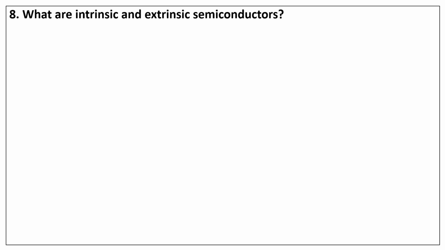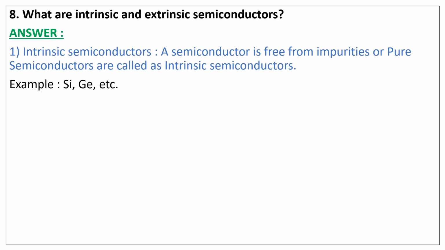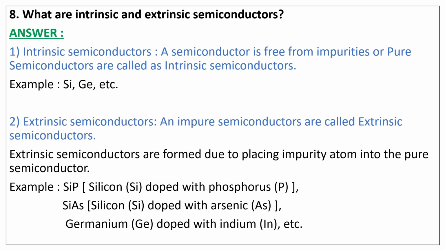8. What are intrinsic and extrinsic semiconductors? Answer. 1. Intrinsic semiconductors. A semiconductor free from impurities, or pure semiconductor, is called an intrinsic semiconductor. Example, silicon, germanium, etc. 2. Extrinsic semiconductors. Impure semiconductors are called extrinsic semiconductors. Extrinsic semiconductors are formed by placing impurity atoms into the pure semiconductor.